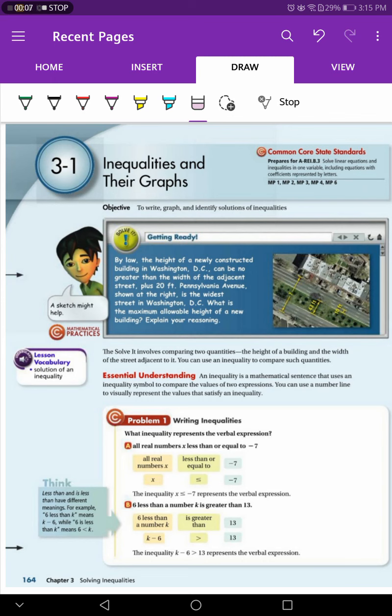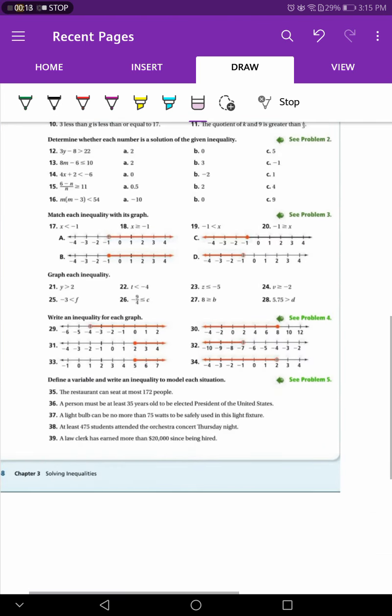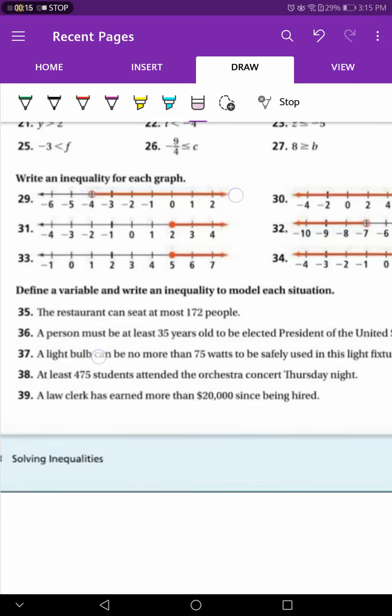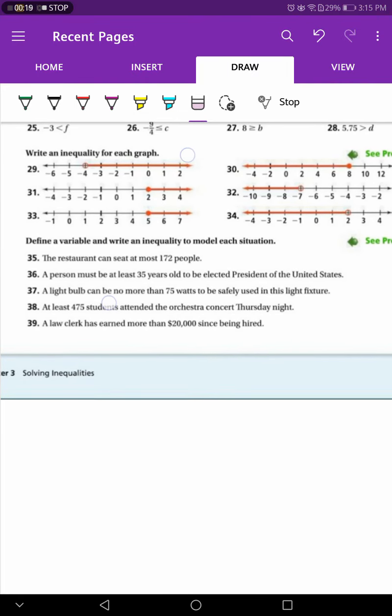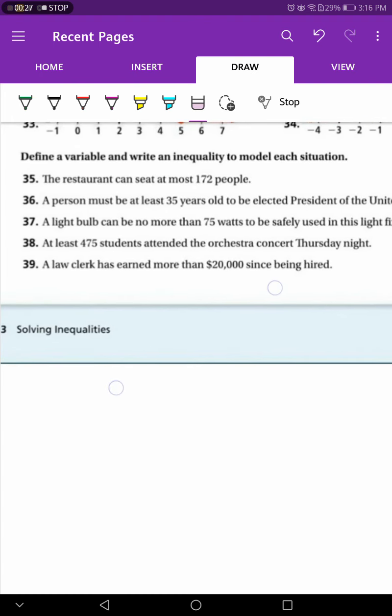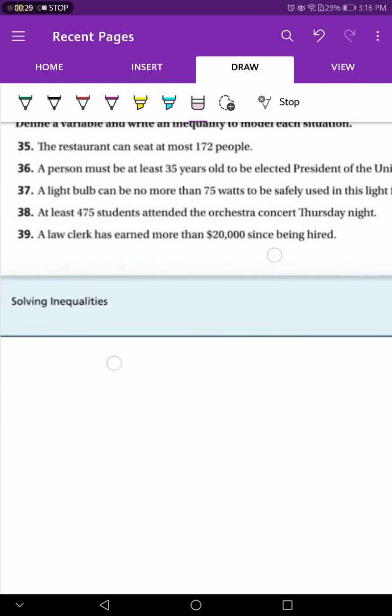Our mission today is to complete lesson 3-1, Inequalities and their graphs. Let us start. Define a variable and write an inequality to model each situation. The restaurant can seat at most 172 people.